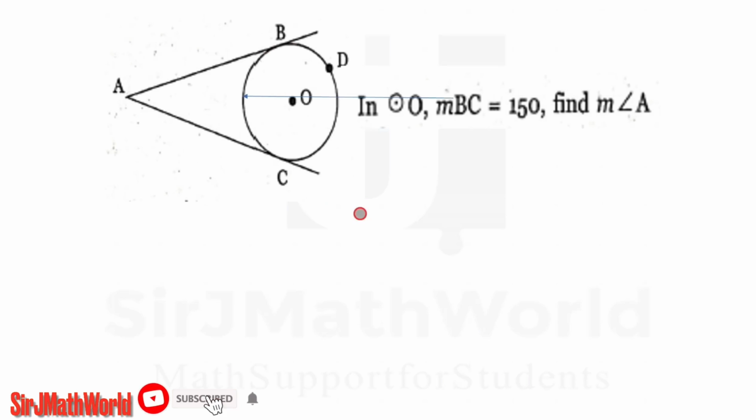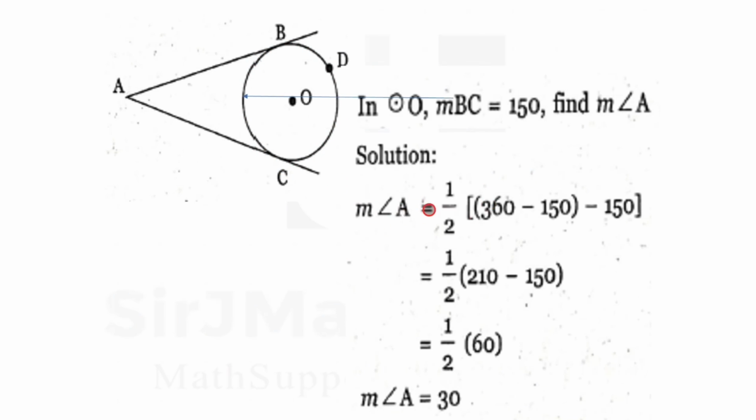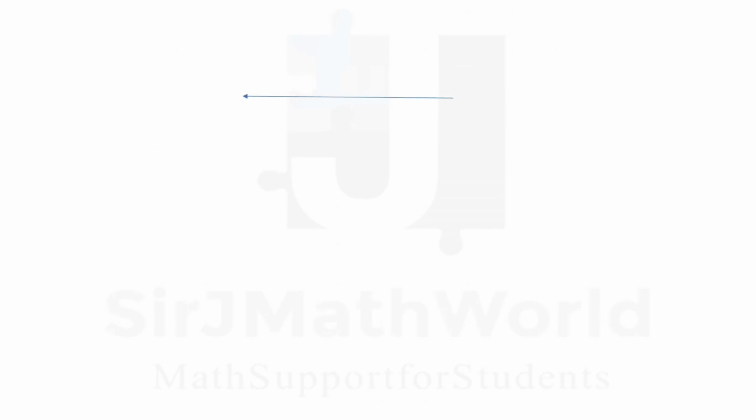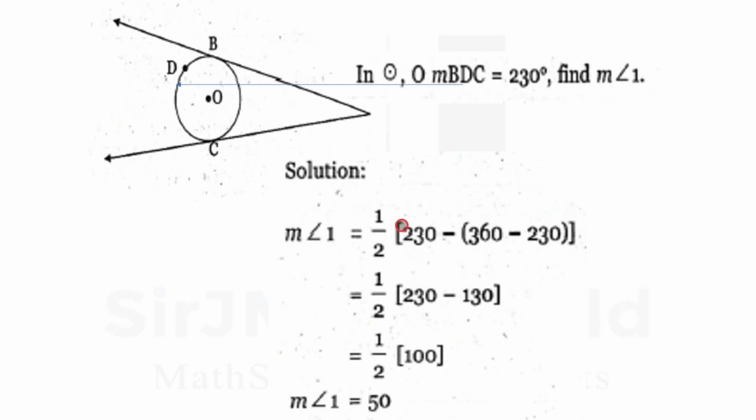Kasi BAC, so therefore, this is the angle A. So, kung BC lang ang ating given, which is the inner, kailangan natin ng outer. In solution, we have angle A is equal to 1/2 of, sabi dito, di ba, 360 minus 150. So, bakit nauna yung 360 ngayon? Kasi, this part is the outer minus the inner. Kung babalikan natin yung kanina, this is the outer minus inner.